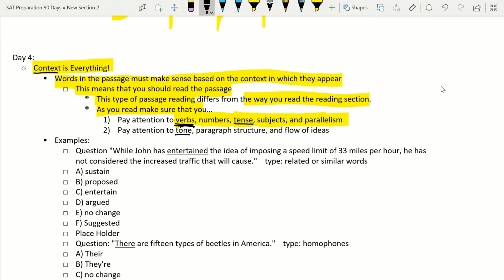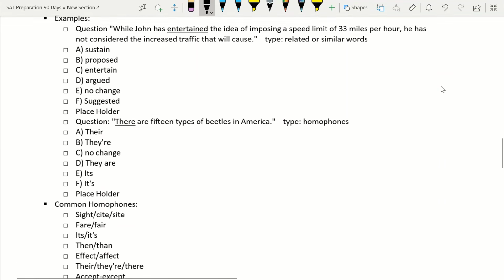So we want to pay attention to tone, so that if we have to match tone, we can do that. We want to pay attention to verbs so we know what tense we're in. We want to pay attention to numbers so we can match them to our subjects. And we want to pay attention to parallelism, which I'm going to get more into later, but I'll just leave it at that for now.